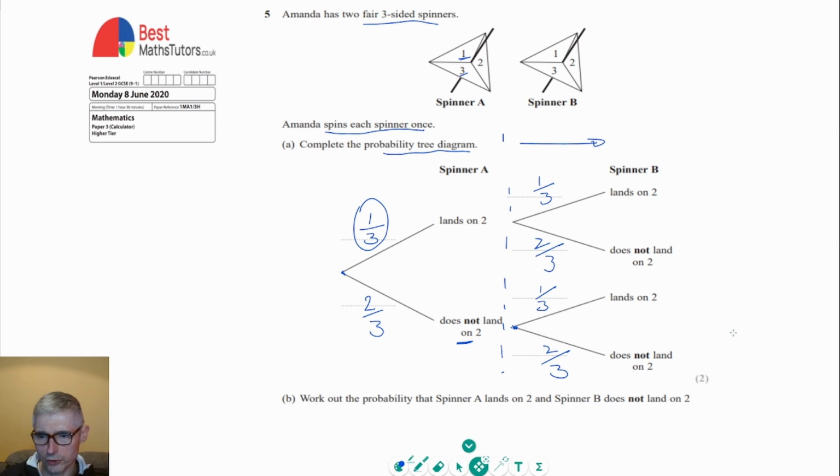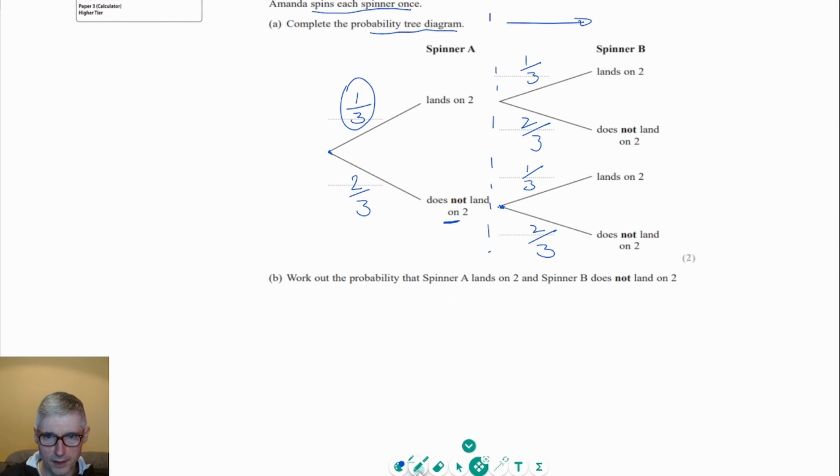And now what we've got to do is use our probability tree to work out the probability that spinner A lands on a 2 and spinner B does not land on a 2. So we've got to look at what route that would be. So that would mean going this way to land on a 2. So that's 1/3. And then going this way to not land on a 2. And that's 2/3. And what we can do is multiply them together.